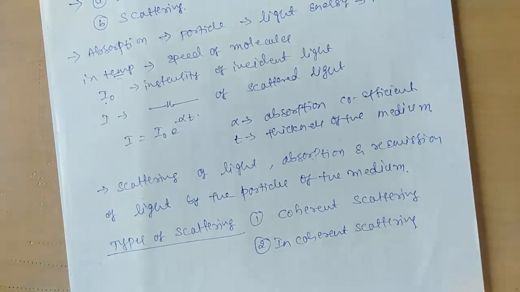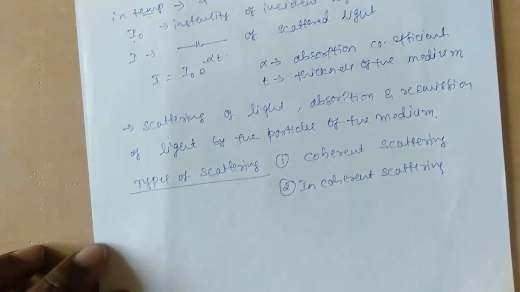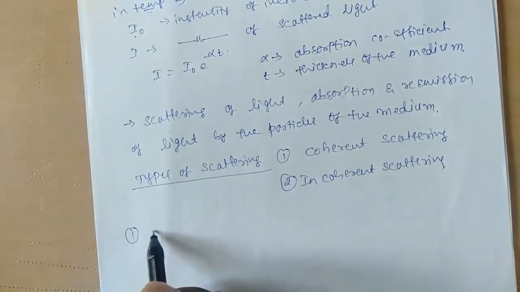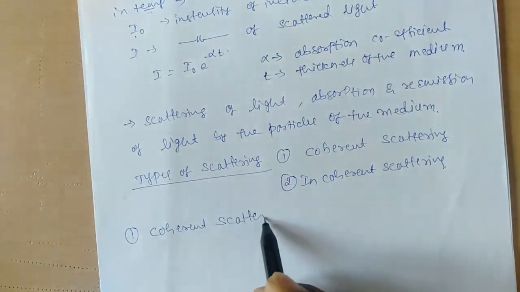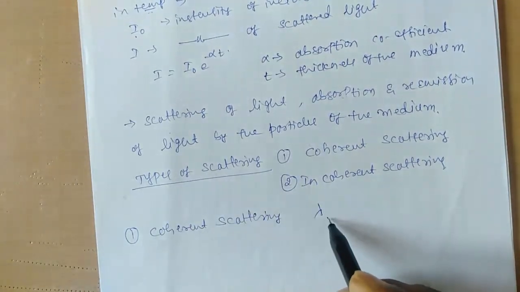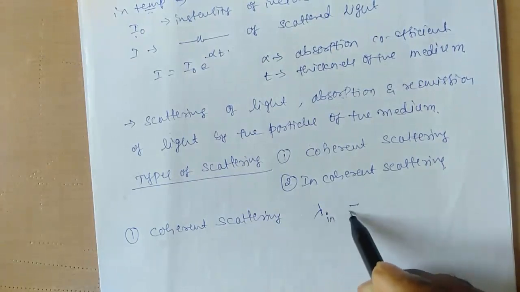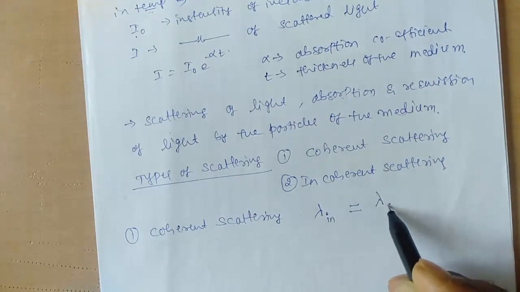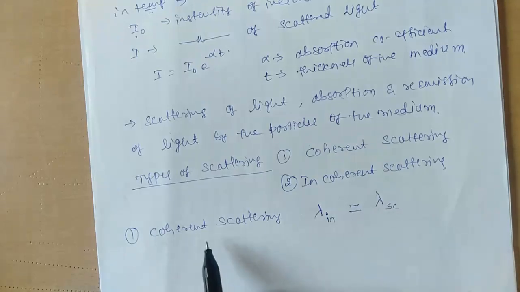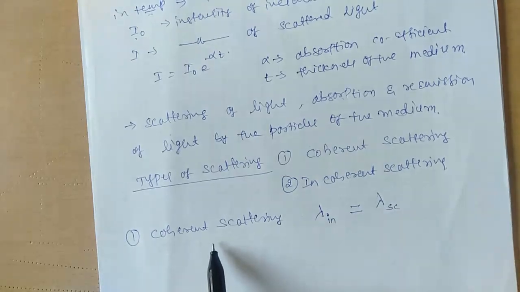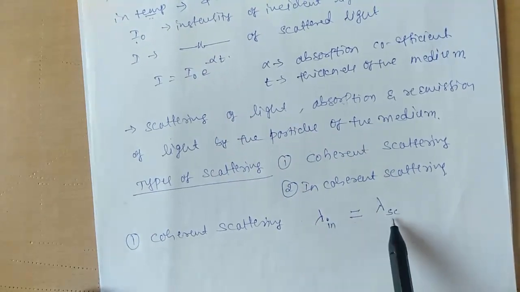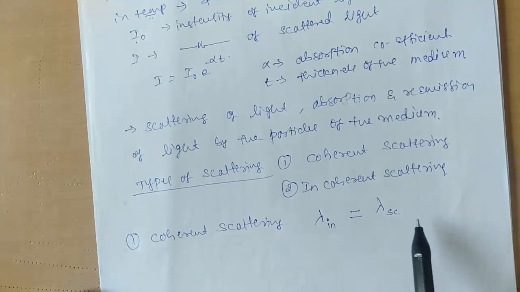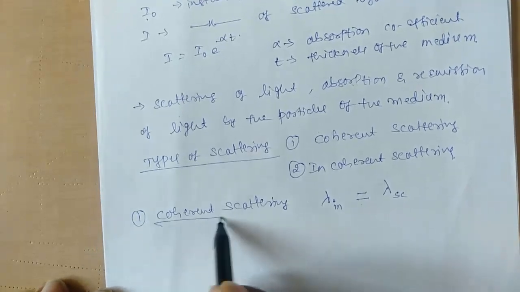As we all know, coherent means it is the same, incoherent means it will be different. So what is changing and what is not changing? In case of coherent scattering, the wavelength of the incident light will be the same as, or equal to, the wavelength of the scattered light. So this type of scattering will be known as coherent. Coherent means same. So what is same here? The wavelength of the incident light and the wavelength of the scattered light is one and the same. Therefore such a type of scattering is known as coherent scattering.